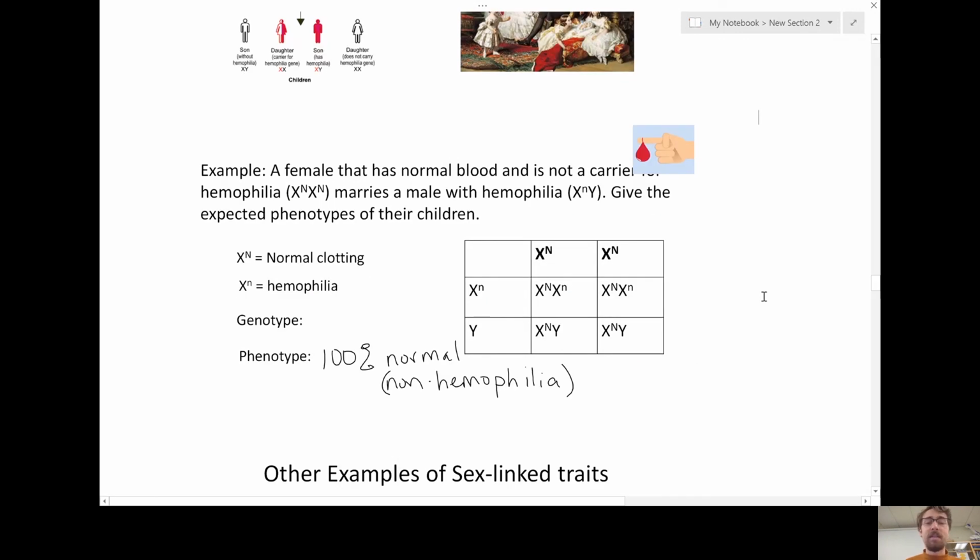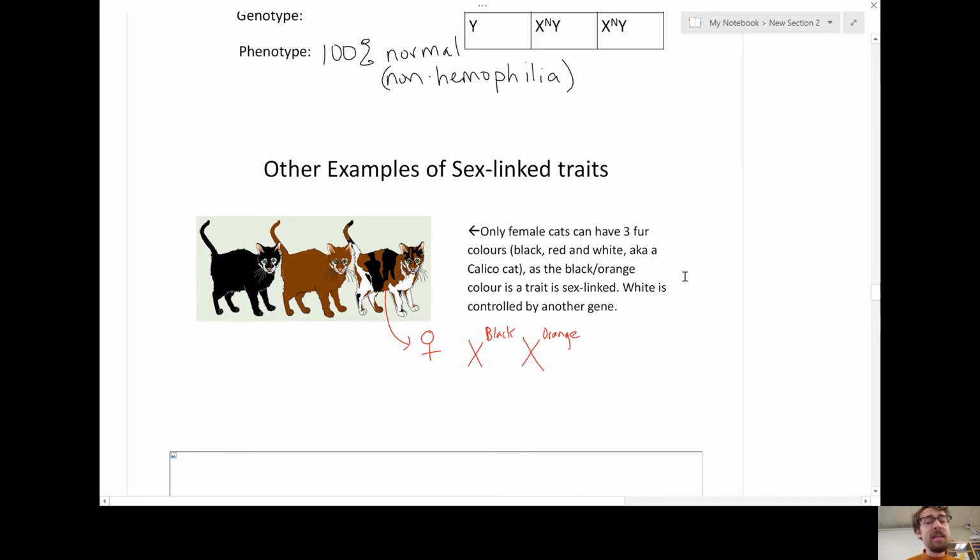And again, we can still work through a Punnett square. In this case, we have a normal female. She's not a carrier. She does not have the gene. She marries a male with hemophilia. All of those offspring will be normal, but all of the female offspring will be carriers of hemophilia. So in this particular case, the children will not have hemophilia, but there is a chance that grandchildren will have it.